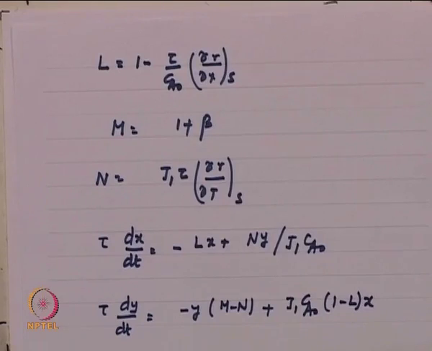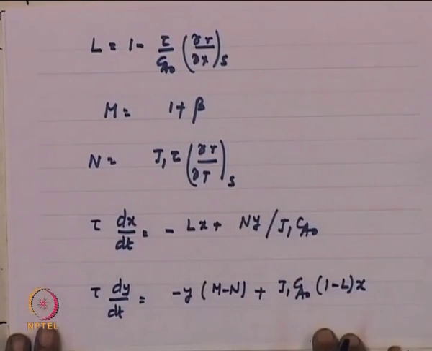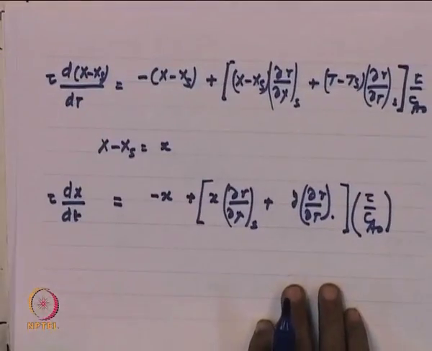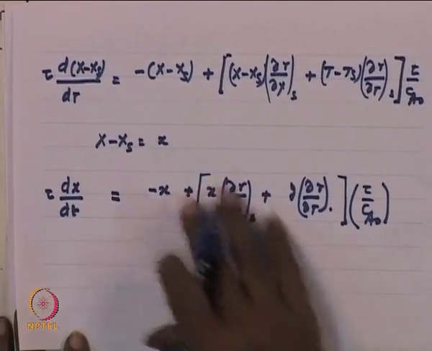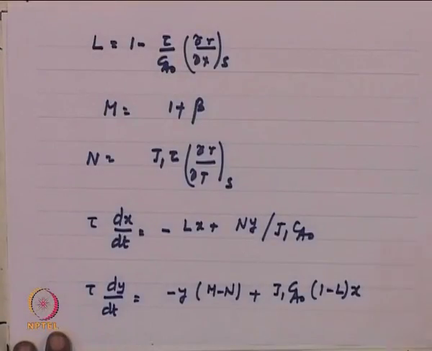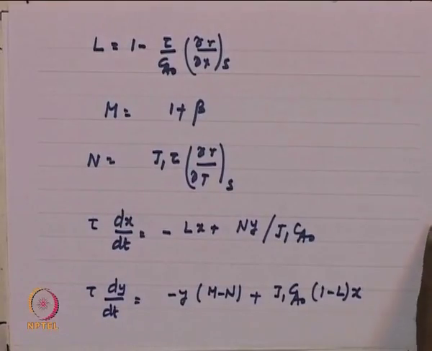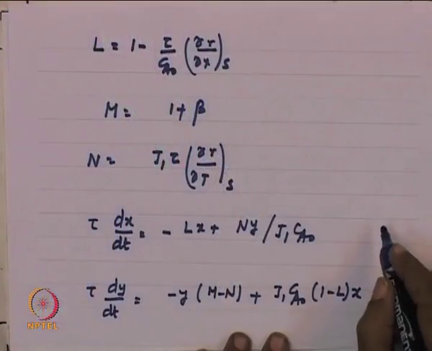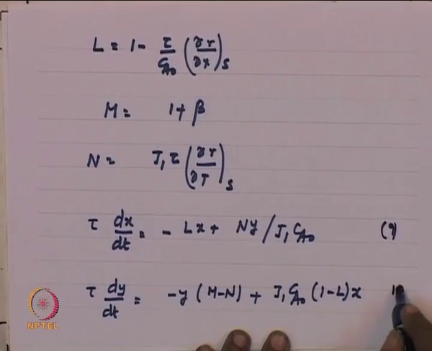You might ask how I got this. This is some very elementary manipulation. You have to put all these things in terms of L, M and N and simplify these two equations. It is nothing very complicated, it will come out very nicely. So what are we saying? We are saying that x and y represent the deviation from steady state, and I will call these differential equations equations 9 and 10.